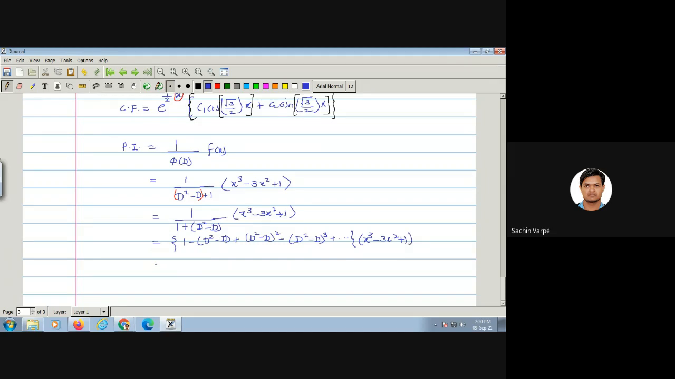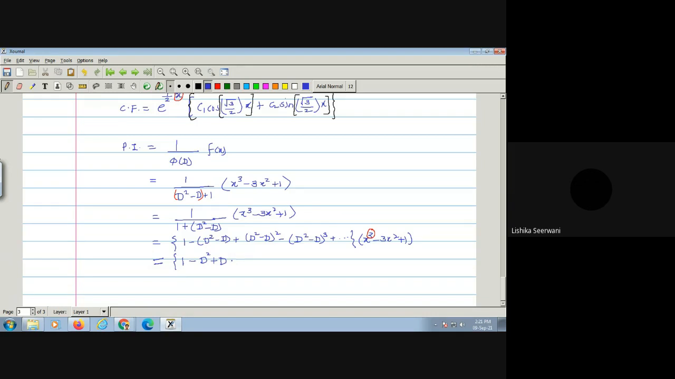Is this clear? Yes, sir. Let us now consider the non-zero terms. So 1 minus D square plus D, because minus minus plus. Now when we expand this, we will neglect the higher order terms. So D square squared will be D raised to 4, and our polynomial is of degree 3. So D raised to 4 and further derivatives will be 0, isn't it? So only the last term will be there.